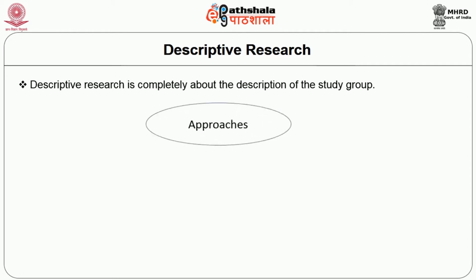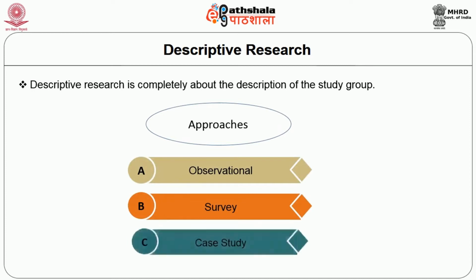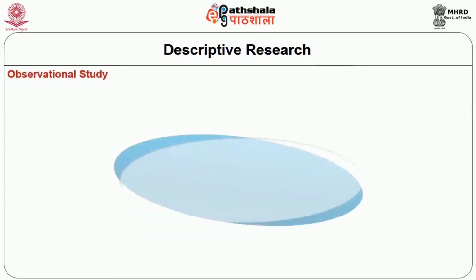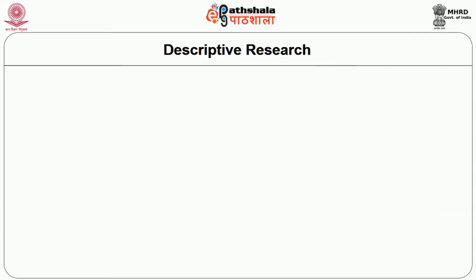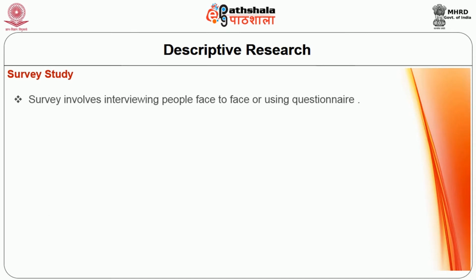There are 3 approaches: observational, survey and case study. Observational studies are of 2 types: naturalistic, where the researcher observes the subject in its environment, and laboratory observation, where the researcher observes the subject in the laboratory setting. Survey involves interviewing people face to face or using questionnaire.